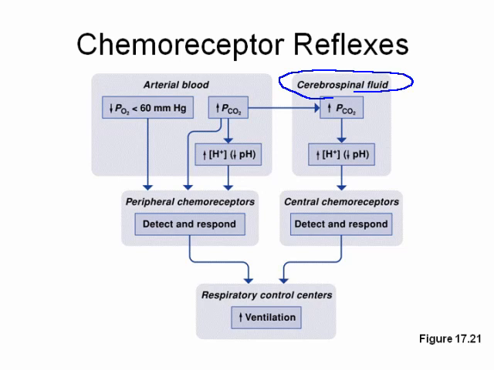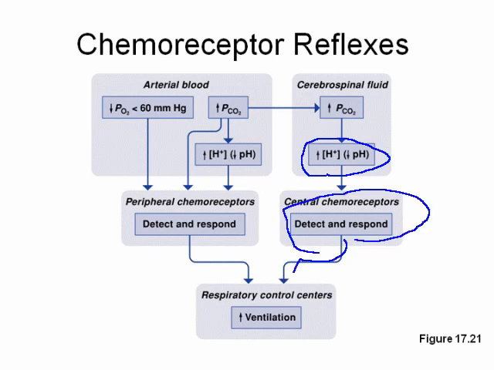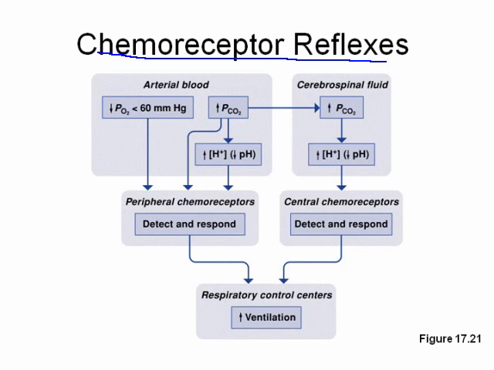So it's going to take a certain amount of time for the cerebrospinal fluid partial pressure of CO2 to increase, but of course it will, because it's going to be moving down its pressure gradient. This is going to acidify the cerebrospinal fluid, which will stimulate the central chemoreceptors, and these will also increase ventilation. So these chemoreceptor reflexes are a way of maintaining homeostasis for both oxygen and for CO2.